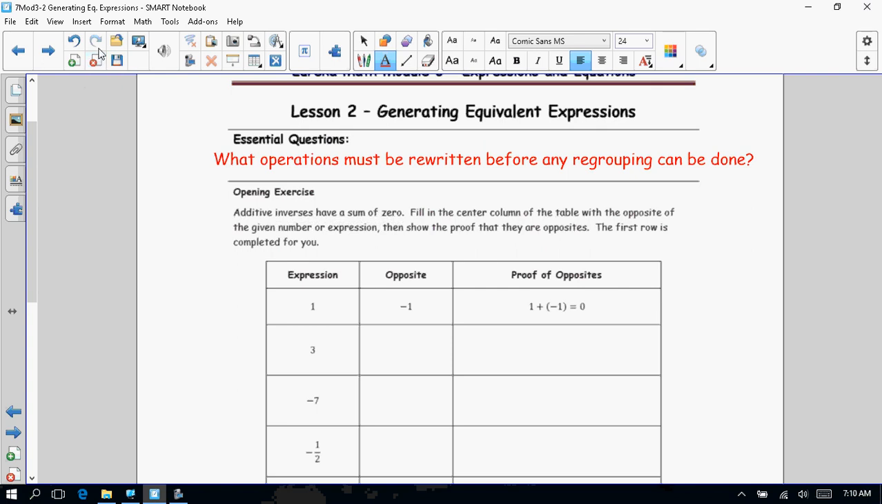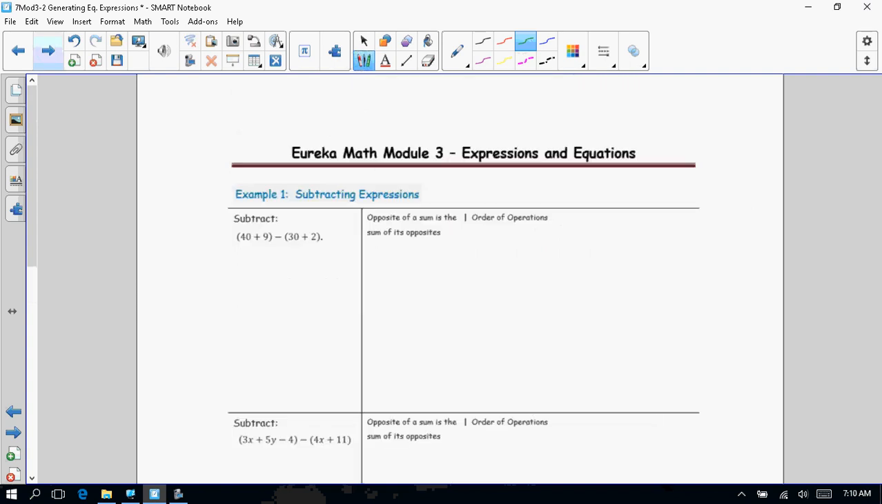And on page 8 here is an opening exercise. We're going to save that for in class. All right, we're going to do this in class when you come in. So just skip this page. Let's go to page 9. Skip right on over. We're going to start with example 1 here.